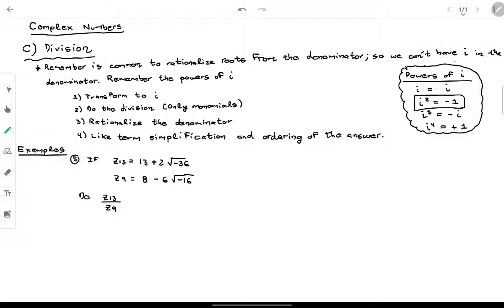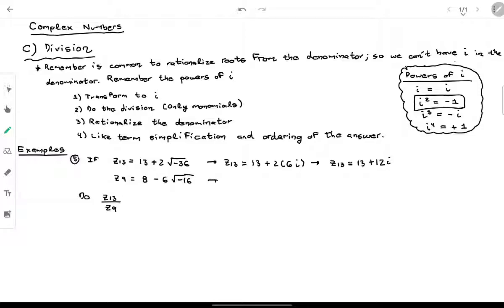In this exercise it's going to be very similar to exercise 4. First thing we need to do, we need to transform the square roots to have i's. So this one is going to be 13 plus 2 that multiplies the square root of 36, it's 6i. So it's going to be 13 plus 12i.